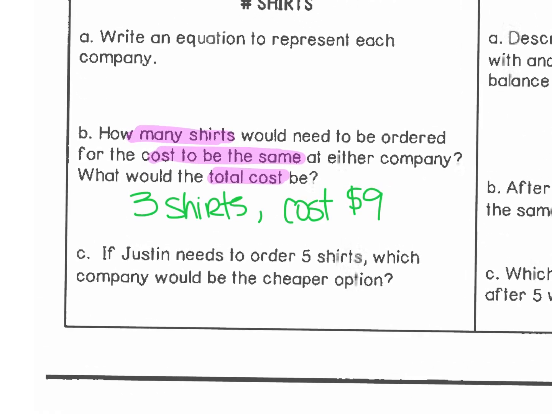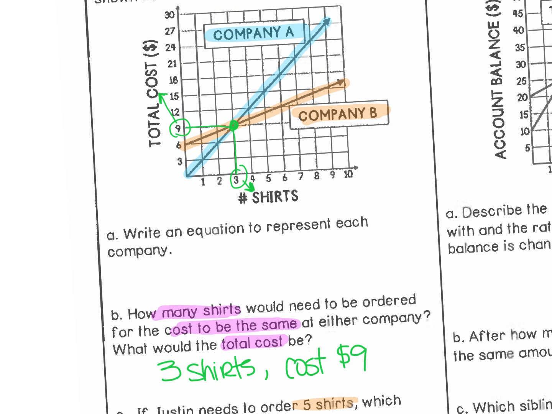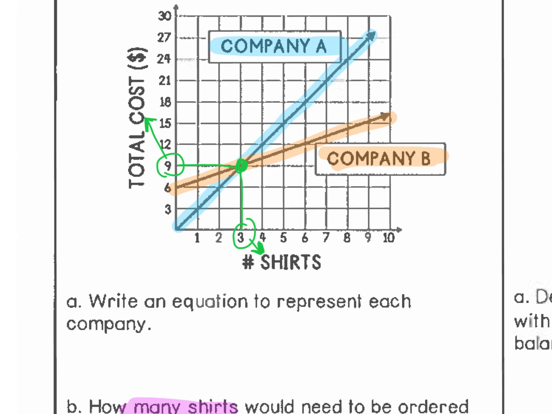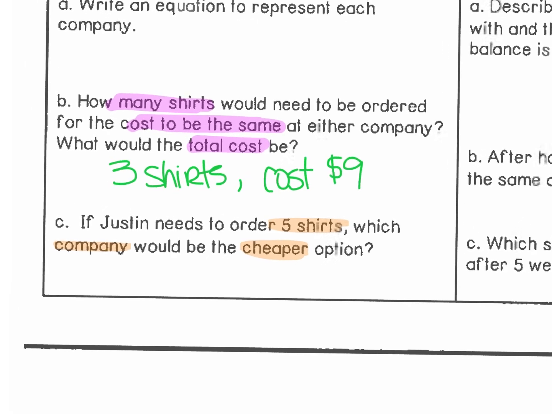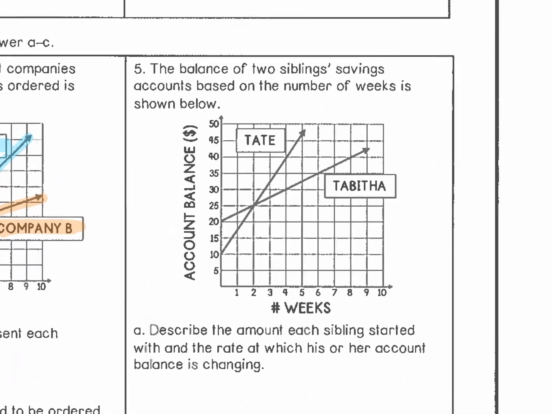Question C, it says, if Justin is to order 5 shirts, which company would be cheaper? 5 shirts. So I'm going to find on my graph, I'm going to go up the 5 line until I get to the first spot because it said find the cheapest one, right? So the cheapest one, that point, since I highlighted it, I can easily tell that's company B. Which company does he need? Company B. Easy peasy, right, guys?